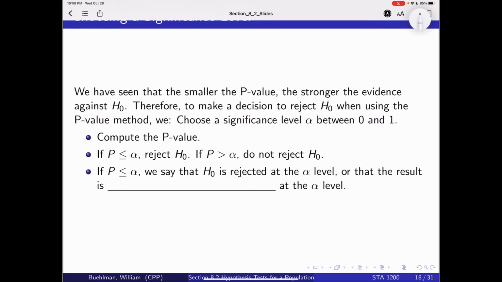Compute the p-value. If p is less than alpha, reject the null hypothesis. If p is greater than alpha, do not reject the null hypothesis. If p is less than or equal to alpha, we say that the null hypothesis is rejected at the alpha level, or that the result is statistically significant at the alpha level.